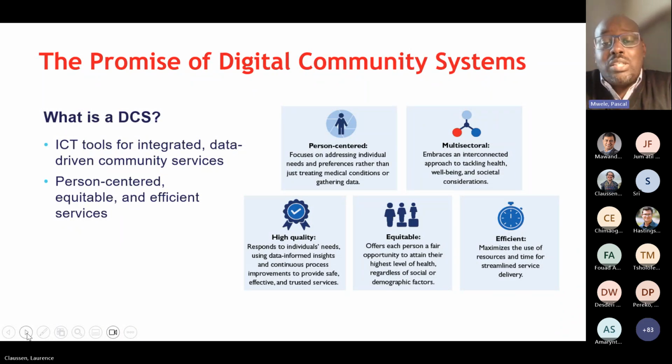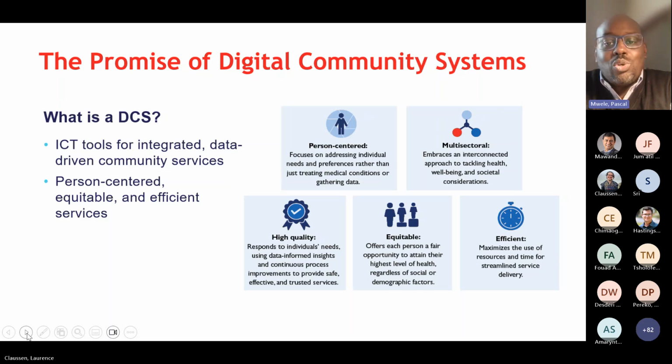There are technologies that allow for that. And so the promise of a digital community system is to provide a very structured approach of how the technologies and the ecosystem can be brought together to develop such a community and to then cultivate an ecosystem that allows for these digital systems to thrive.